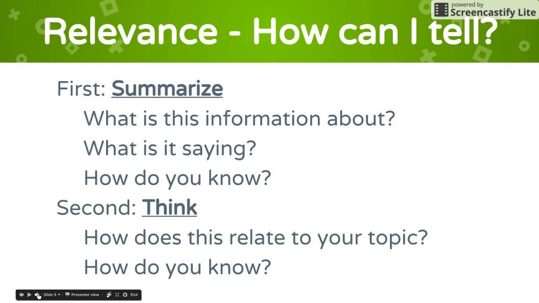And then once I've summarized my information, the second thing I need to do is think about if this relates to my topic. For example, if my source is talking about baseball and my topic is about football, my source is obviously not relevant. In order to be relevant, my source needs to relate back to my question and what I'm wondering about. So today our task will be to see if our sources that we've already found really are relevant.